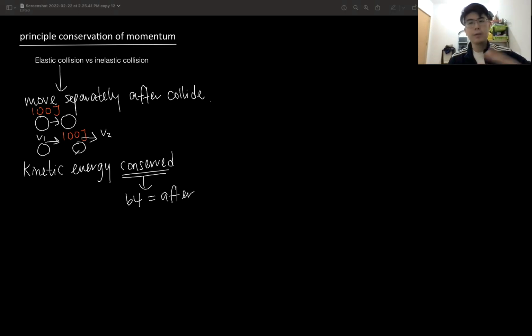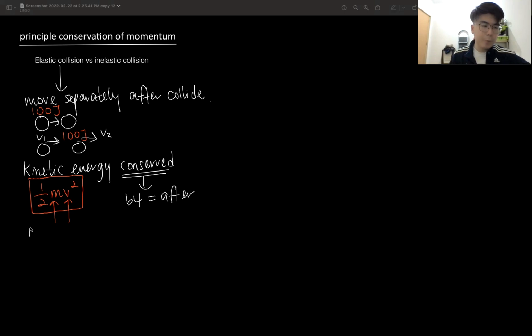What is kinetic energy? Energy due to movement, right? The faster you move, the higher the kinetic energy you will have. The formula for kinetic energy is 1/2 mv². It depends on two things, mass and velocity. Since the mass does not change, the velocity changes. So kinetic energy mainly depends on velocity. This is the one thing that you want to remember.